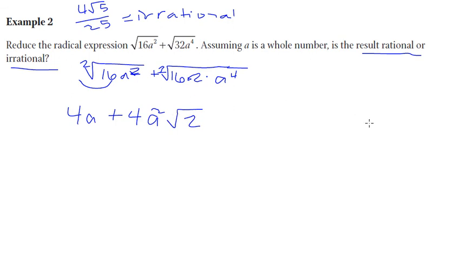So at this point, I have a solution that is 2 terms, and it's asking us whether the result is rational or irrational. Well, this here is rational. However, this is an irrational piece. So anytime we add an irrational piece together with a rational piece, our solution is always going to be irrational.